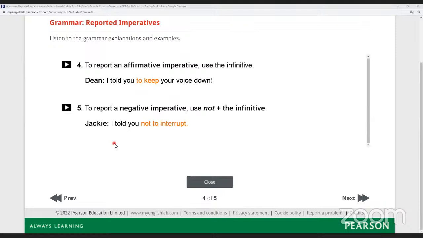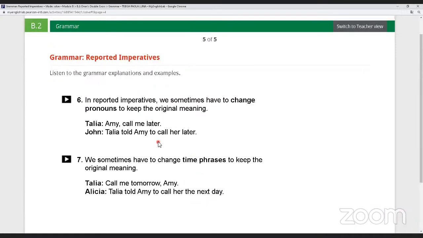I told you not to avoid your jobs, I don't know, right? But the negative goes at the beginning of the reported part, or the reported imperative. So that will be everything about point number 4, affirmative, and point number 5, negative. I don't know, Nicole, if you have any question. No, everything is okay, Miss. Okay, thank you. Now we're going to continue with point number 6.